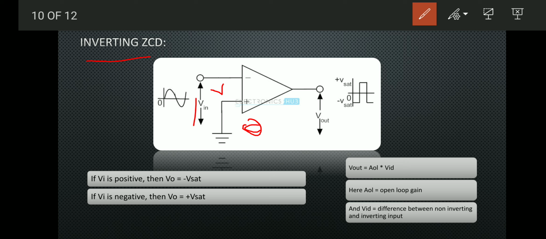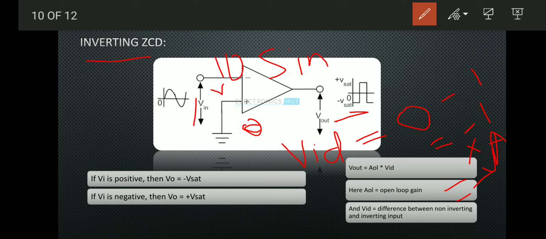In this case, suppose Vi is 10 sin omega t. Initially let it be 1 volt, so as I already said, VID is the difference between the non-inverting terminal and the inverting terminal. In this case, as you can see, it would be minus 1. As you multiply this with the open loop gain, it would be minus Vsat, so the output would be minus Vsat.